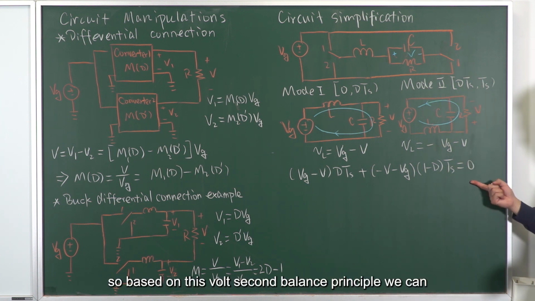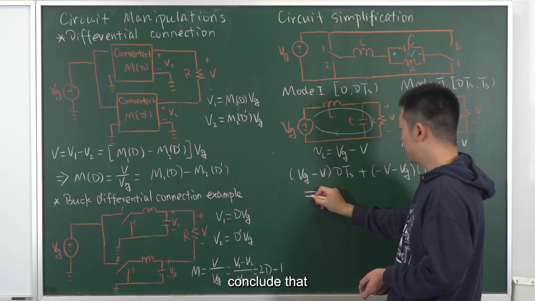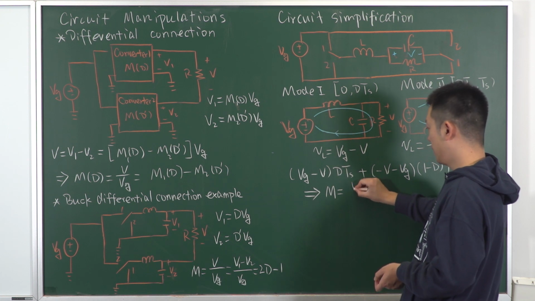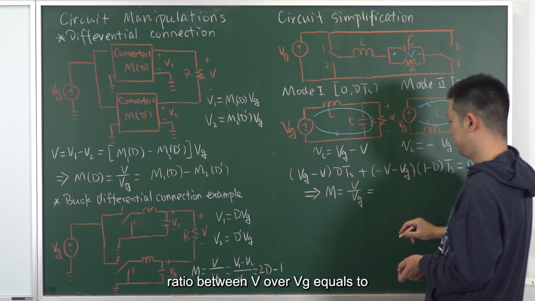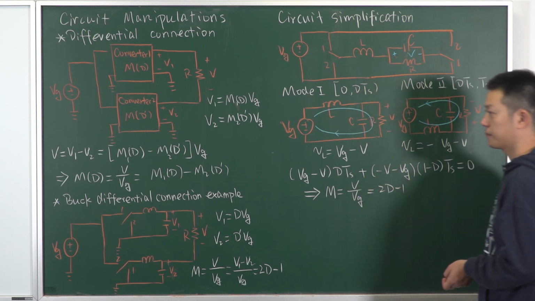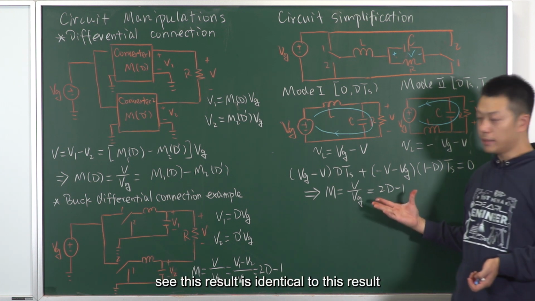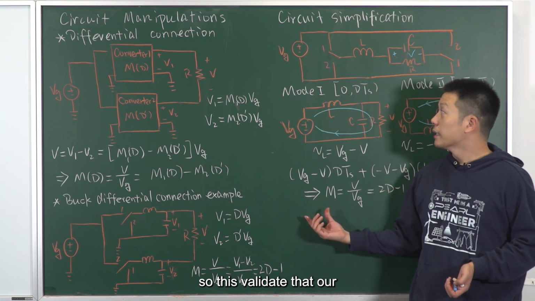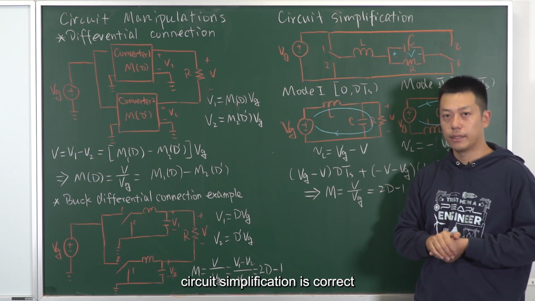So based on this volt-second balance principle, we can conclude that the voltage conversion ratio, V over Vg, equals 2D minus 1. See, this result is identical to this result. So this validates that our circuit simplification is correct.